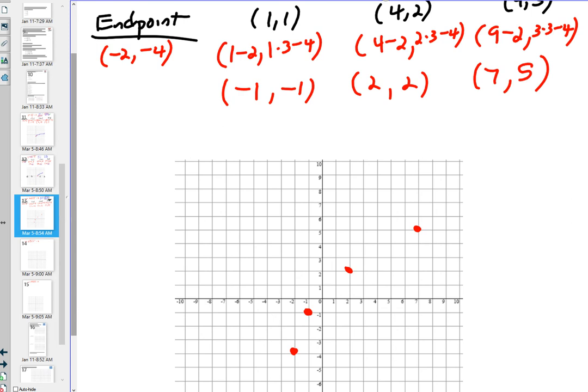Just as important as getting the right points is knowing what direction the graph is headed. Since the endpoint here is negative 2, negative 4, the arrow's going to the right. Unless C is negative, these are all going to go to the right. The endpoint would be on the left, and the arrow would be on the right. Questions?